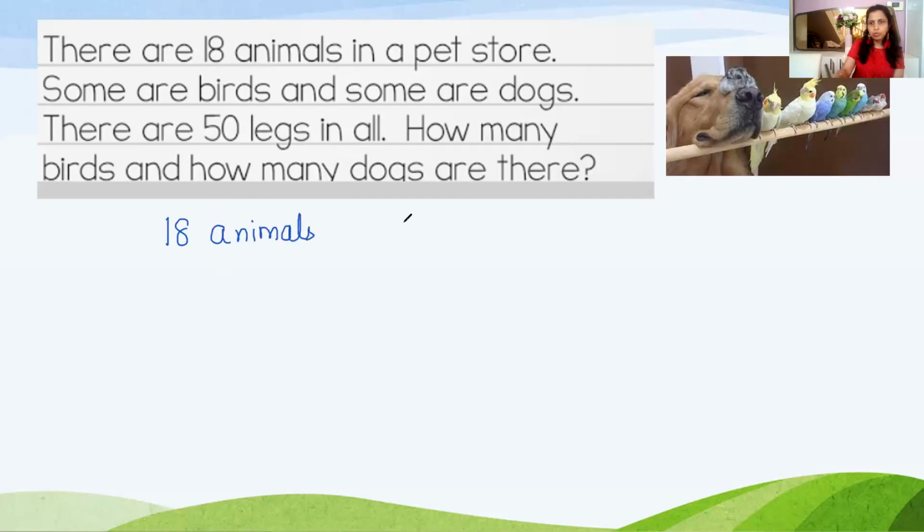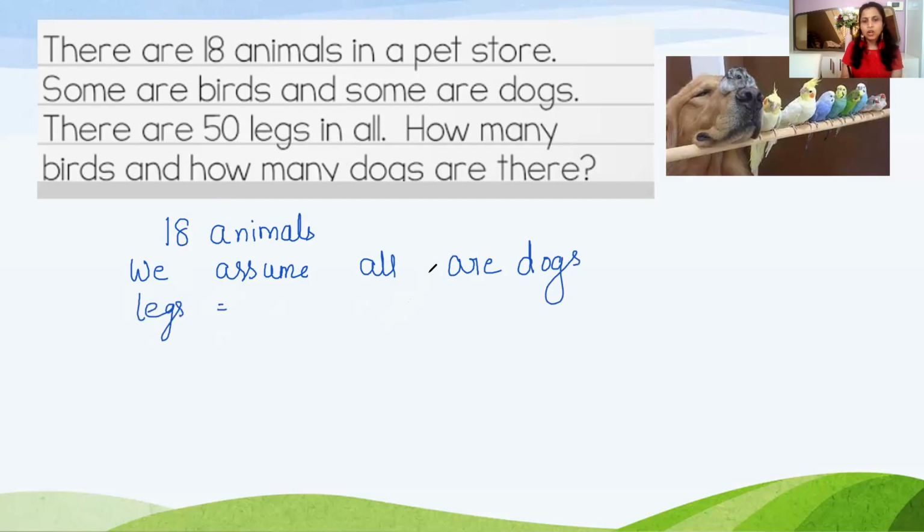And there are some birds, you can see, and there are some dogs. We assume all are dogs. And now they are talking about legs. So one dog has how many legs? One dog has 4 legs. So total legs will be how much? Since we have assumed all are dogs, 18 times 4 gives you 72.